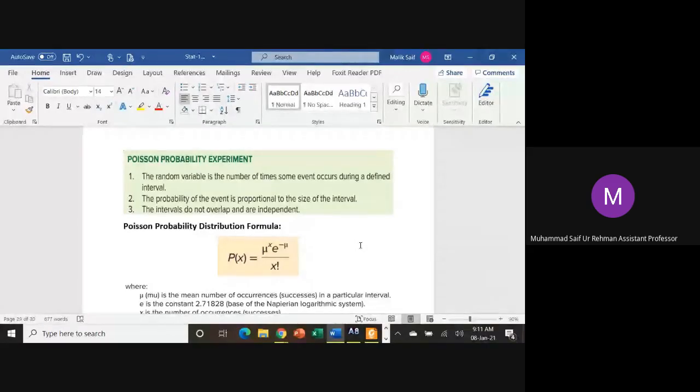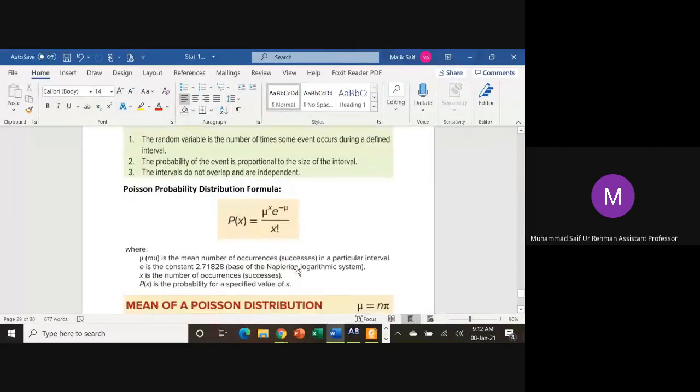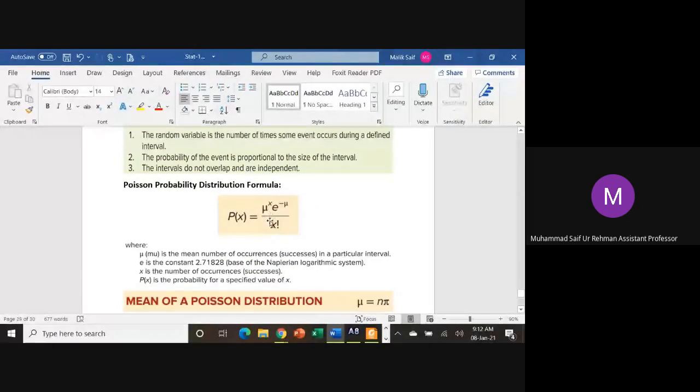And similar situations, if you confront them, you will use this formula that is written over there in front of you: probability of x equals mu power x, e power minus mu, divided by x factorial. So now let us see what these notations explain. Mu is the mean number of occurrences or successes in a particular interval. So if you are going to conduct some experiments, and you find out the average for those successes, that is mu, mean, average.